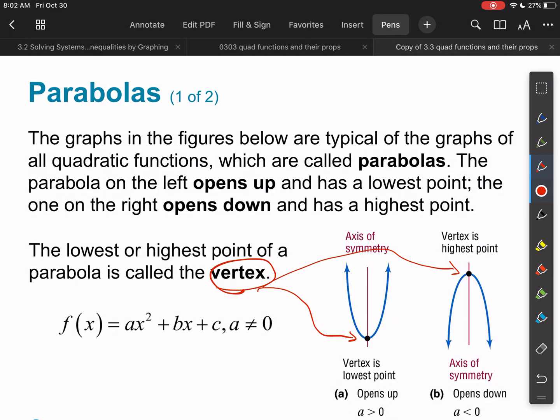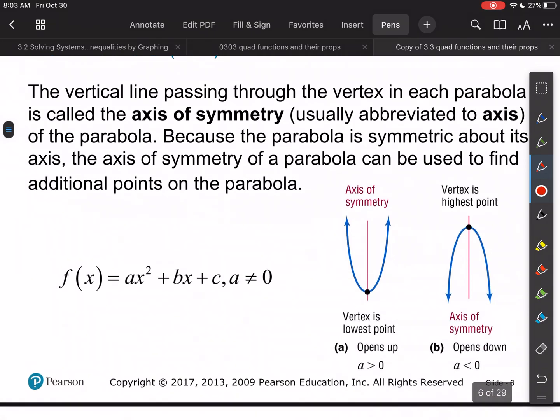And notice that the axis of symmetry will always go through the vertex. Axis of symmetry, symmetry means things are mirrored the same on either side. So if you have an axis of symmetry through the parabola, we know that the distance on either side is always going to stay consistent on either side of that line. So the axis of symmetry, again, is a line that goes right through the middle of a parabola. All right, and notice that it always goes through the vertex. That's important. So axis of symmetry always goes through a vertex. Okay, so the vertical line passing through the vertex, again, is known as the axis of symmetry.